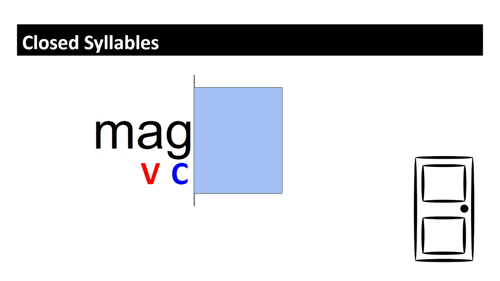Let's ignore the end for a moment and focus on the beginning. This is just a closed syllable. It has a single vowel followed by a consonant. Therefore, we can anticipate that A to say ah. So this syllable would likely say mag.